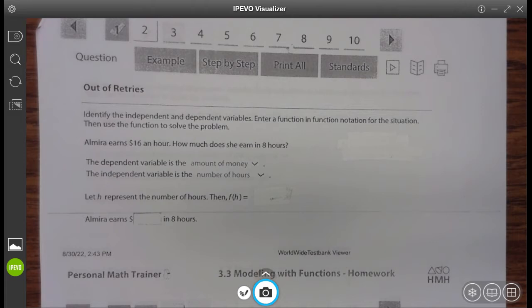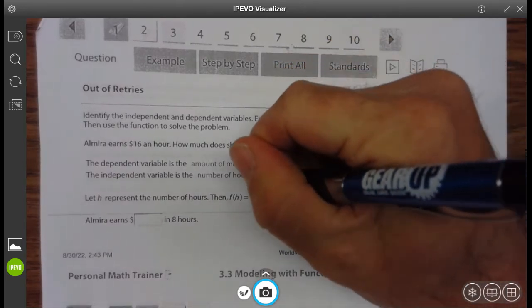Example 2. Identify the independent and dependent variables. Enter a function in function notation for this situation. Then use the function to solve the problem. Amir earns $16 an hour. How much does he earn in 8 hours? The dependent variable is the amount of money. The independent variable is the number of hours. Let h represent the number of hours, and f of h equals 16h.